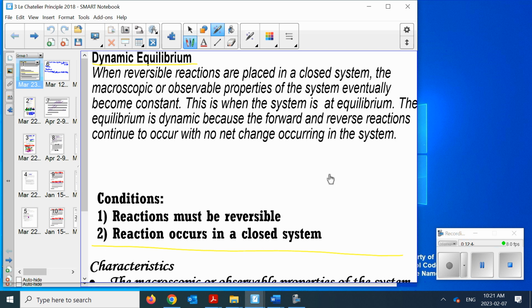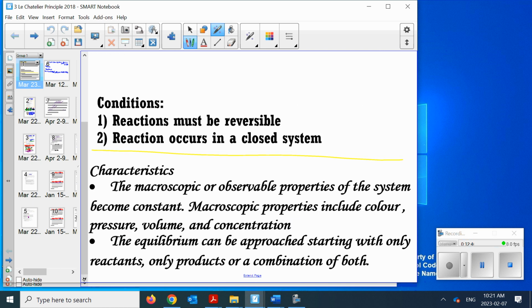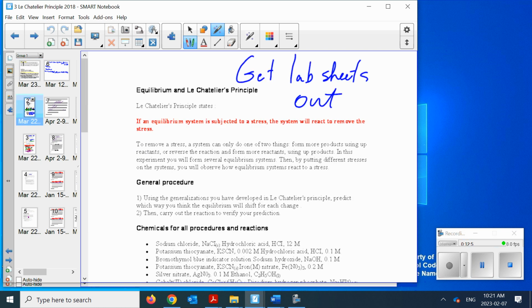Okay, I'm not going to go through that. It's basically a rehash of what we already talked about. But what I am going to do is your handout. Get your lab sheet.